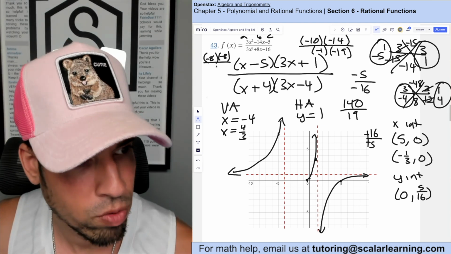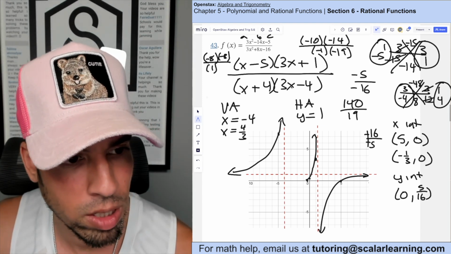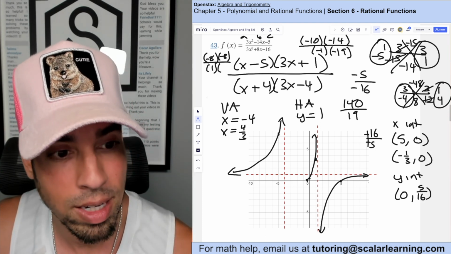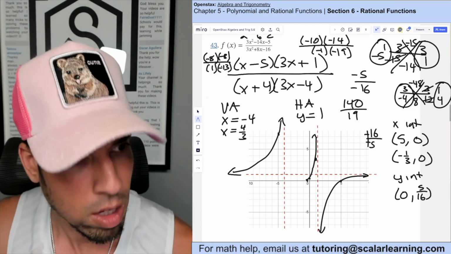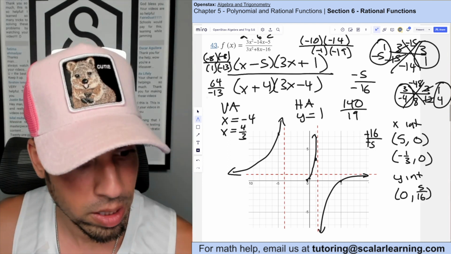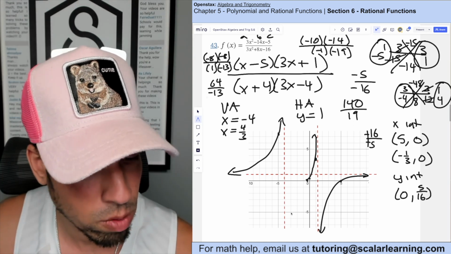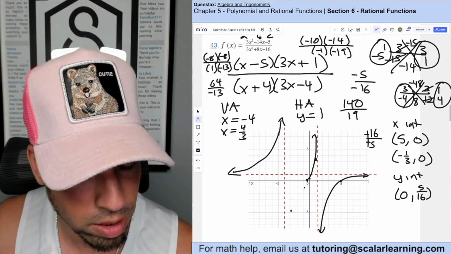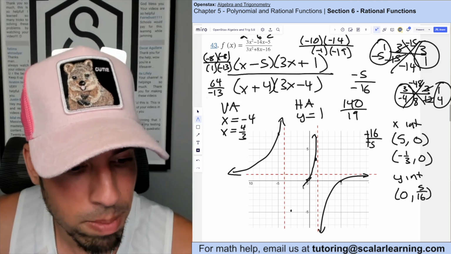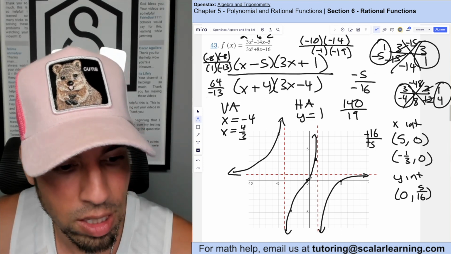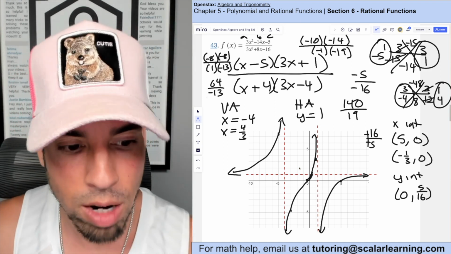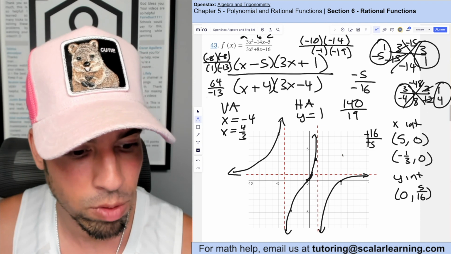Then we got negative 3 plus 4 is 1. Then we got negative 3 times 3 is negative 9, minus 4 is negative 13. So it looks like we got a positive 64 over a negative 13. That's really close to negative 5. So somewhere around here, but maybe a little bit under negative 5, or a little bit higher than negative 5. It doesn't really matter because this is enough information to see that we're going down, right? You could keep plotting points, but that's where it's headed. So now we have our nice complete graph of the rational function.